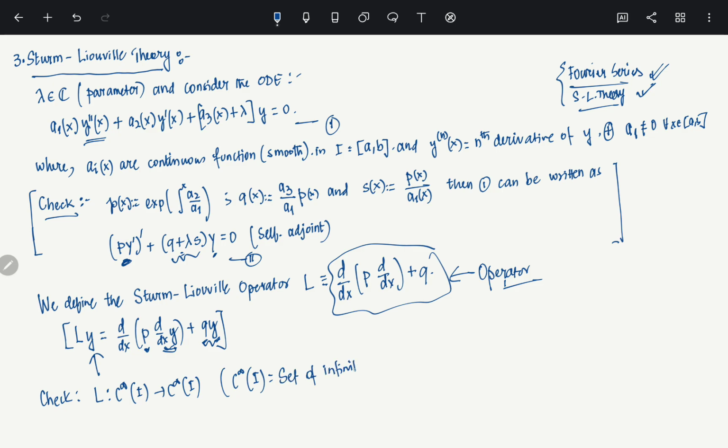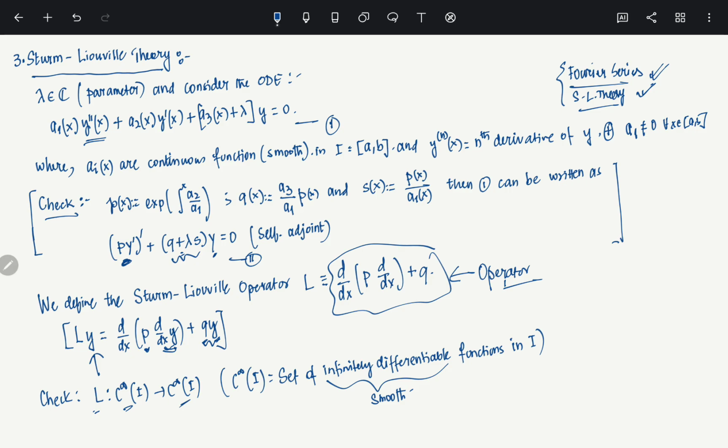Infinitely differentiable means you can take the derivative as many times as you want. So this infinitely differentiable class of functions we are calling smooth functions. So L is from C infinity of I to C infinity of I.